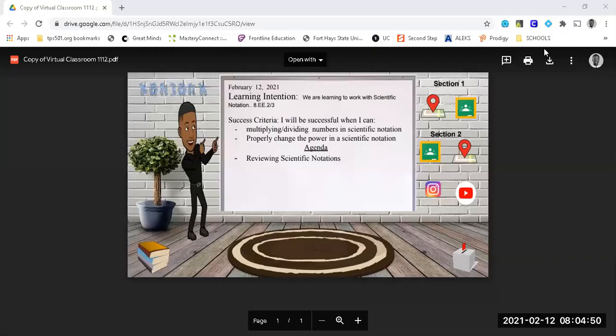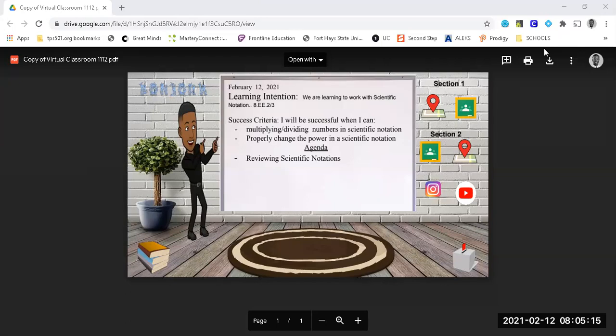All right, so for today's class, we're looking at multiplying and dividing scientific notation. We've already looked at the rules of multiplying and dividing polynomials and just indexes. We already know that that's at the same base. When we're multiplying, we add the powers. When we're dividing, we subtract the powers or the index.